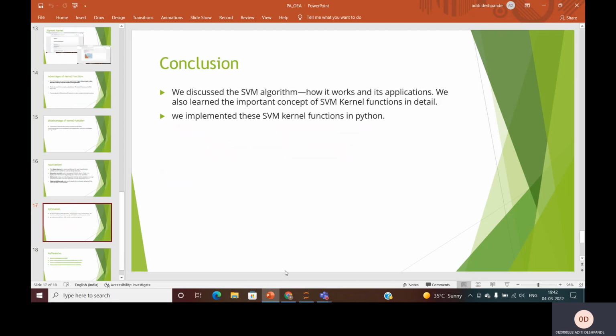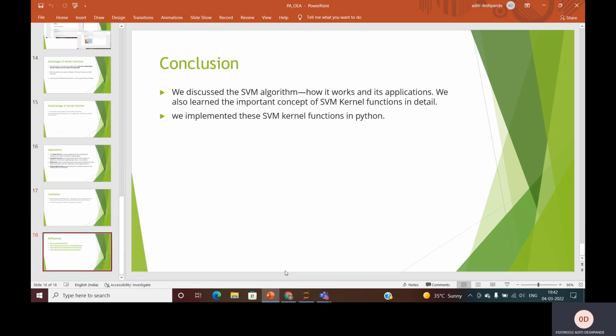Conclusion. In this assignment, my topic was different kernel functions in SVM. I have implemented different kernel functions in SVM in Python and learned important concepts of SVM kernel functions in detail. These are some references.